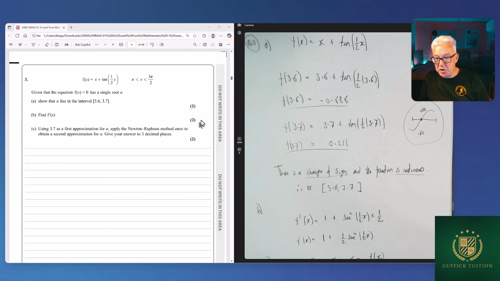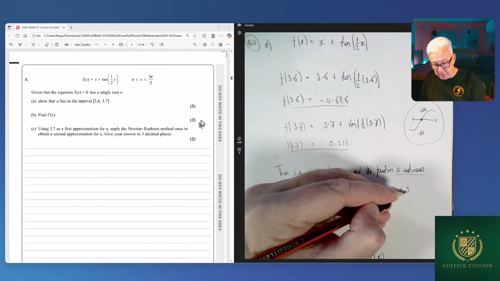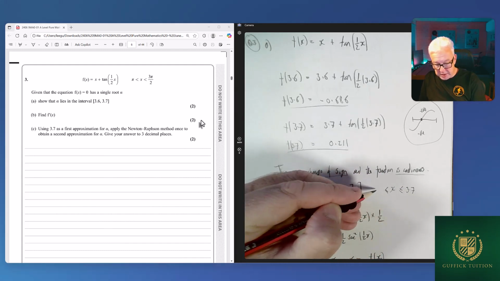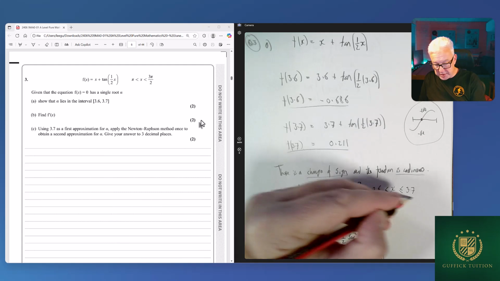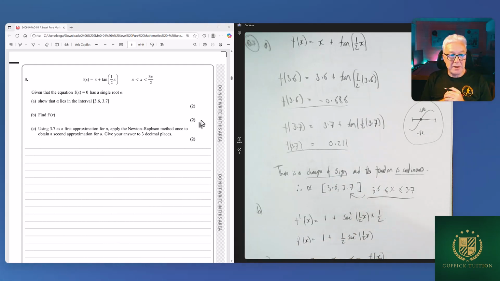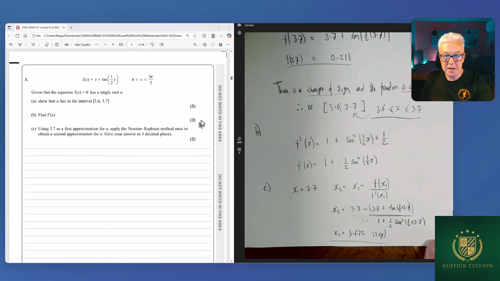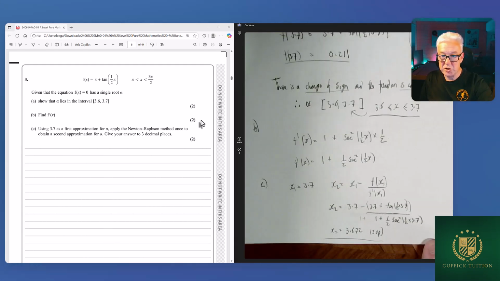By the way, this notation here just means that x is less than or equal to 3.7, but greater than or equal to 3.6. That's what that notation means. So that's part A done for 2 marks. Part B, find f dashed of x. So we need to differentiate it.